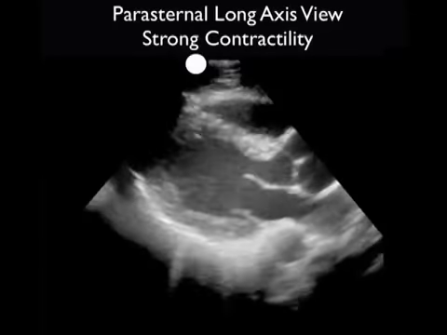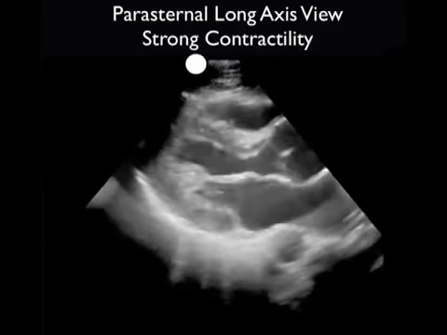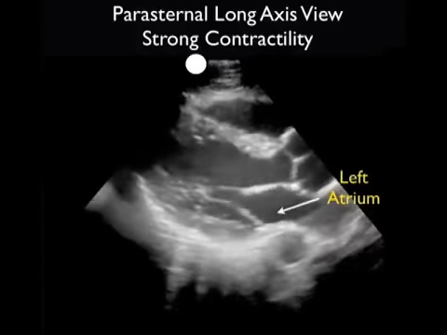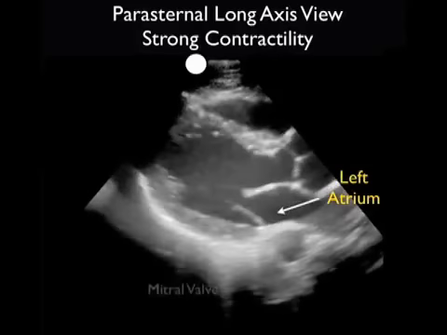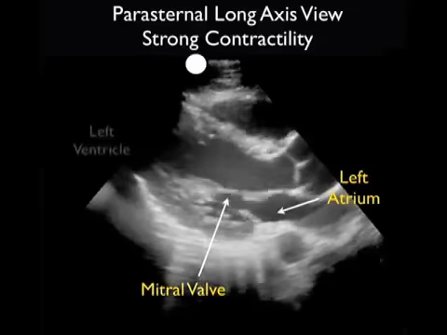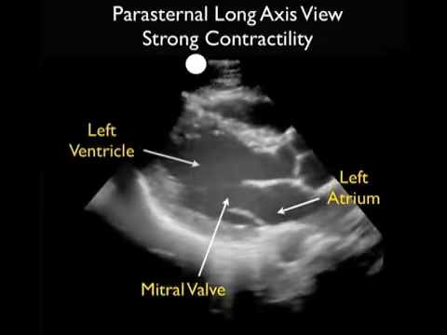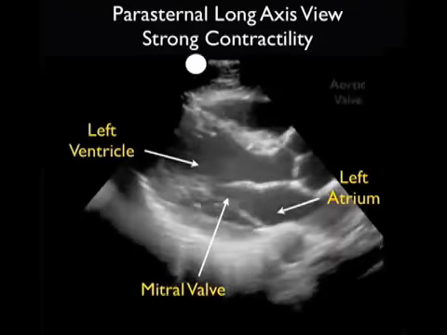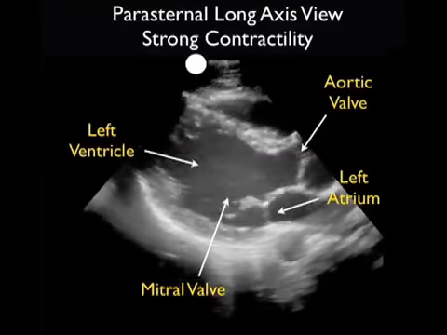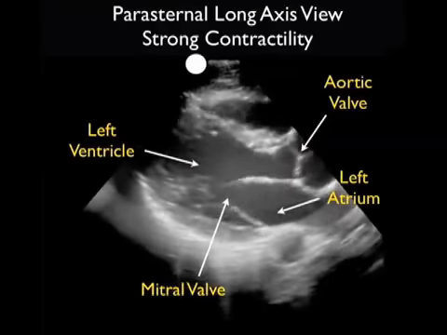Here's a video clip showing excellent contractility of the left ventricle as taken from a medical student triathlete. Recall the chambers of the heart as taken from the parasternal long axis plane: the left atrium as seen in a posterior location, the mitral valve just to the left of the left atrium, and the left ventricle as seen with its hypertrophic walls. Notice the strong contractility of this left ventricle as the endocardial walls almost meet during systole.